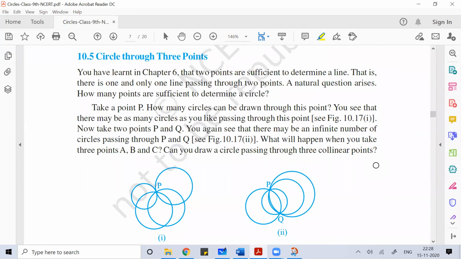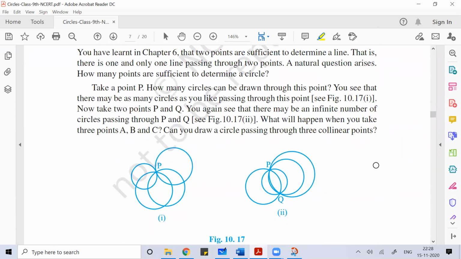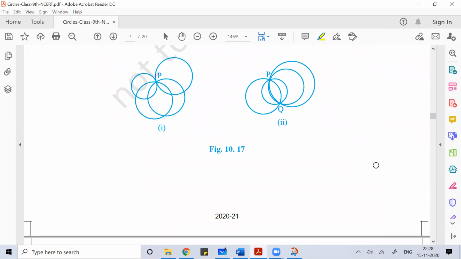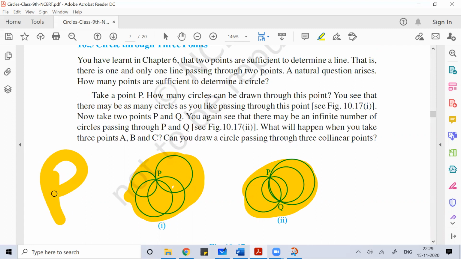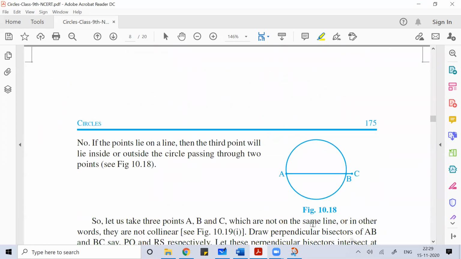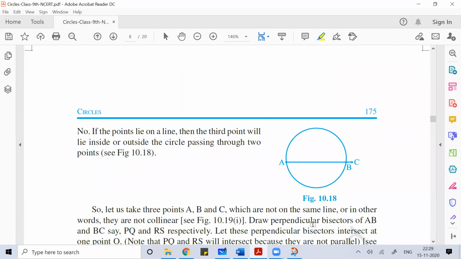Then going further to understand this part. Whenever we are trying to understand the circle, you can see that from one point, you can draw infinite circles. Similarly, here there's one point called P. From one point, you can draw infinite circles. Here two points are there, P and Q. From these also, you can draw infinite circles. Similarly, if I give you three points, then from the three points, you can only draw one circle. This is a very important thing which you need to understand here.